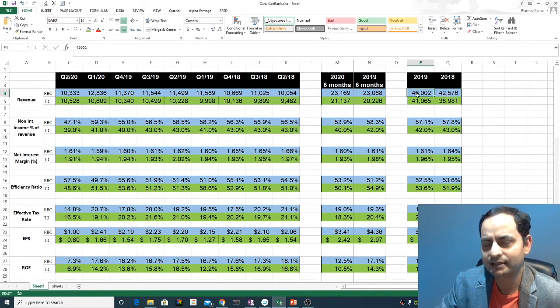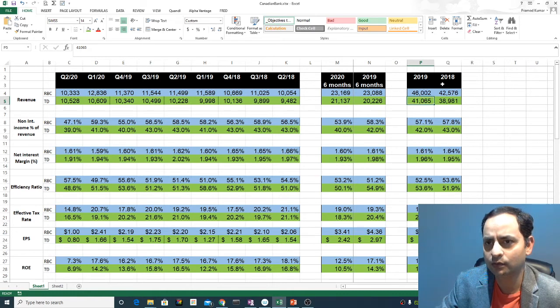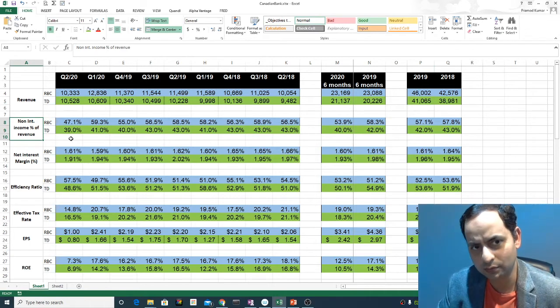42.576, and this is 46, and here this is 5 billion less, and here is pretty much, I think, 4 billion less, right? So RBC is growing annually a little bit better, I believe, as compared to TD, right? If you see just not the trailing difference, but the difference in terms of their earnings each year, vertical-wise.